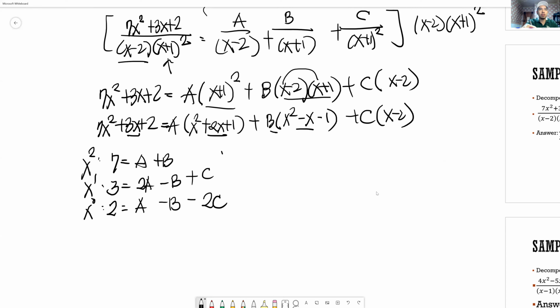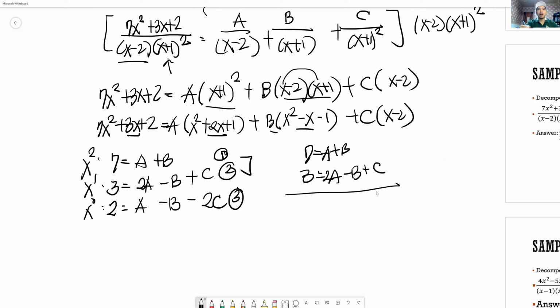So let's combine these two equations. We have here 7 equals to a plus b, and then 3 equals to twice a minus b plus c. If we add these two equations, b cancels out. So this will be 10 equal to 3a plus c. Let's call this our fourth equation.